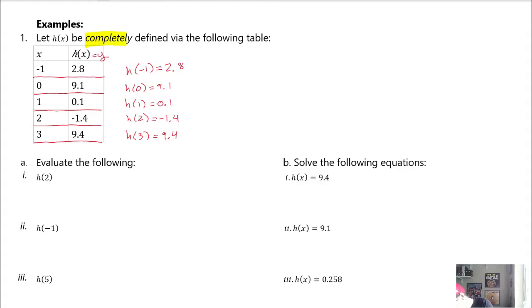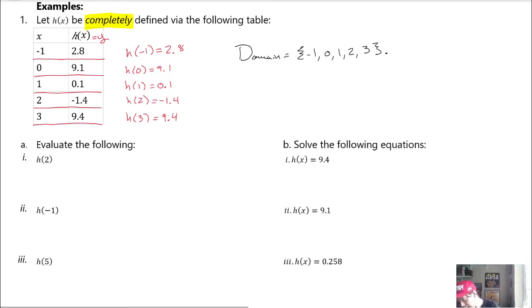Let's note that this is completely defining the function. That's saying that there's no outputs for any x values outside of these 5 shown here. So x is -1, 0, 1, 2, and 3. Those are the only inputs that work. In fact, this isn't asked, but let's just note that the domain of this function is -1, 0, 1, 2, and 3. None of the numbers in between these numbers are part of that domain. Those are the only inputs that work for this function.